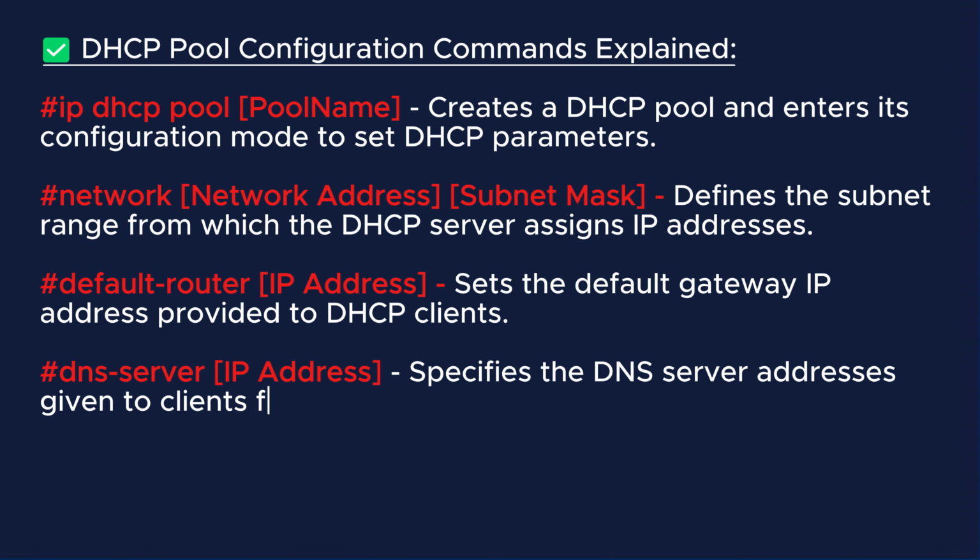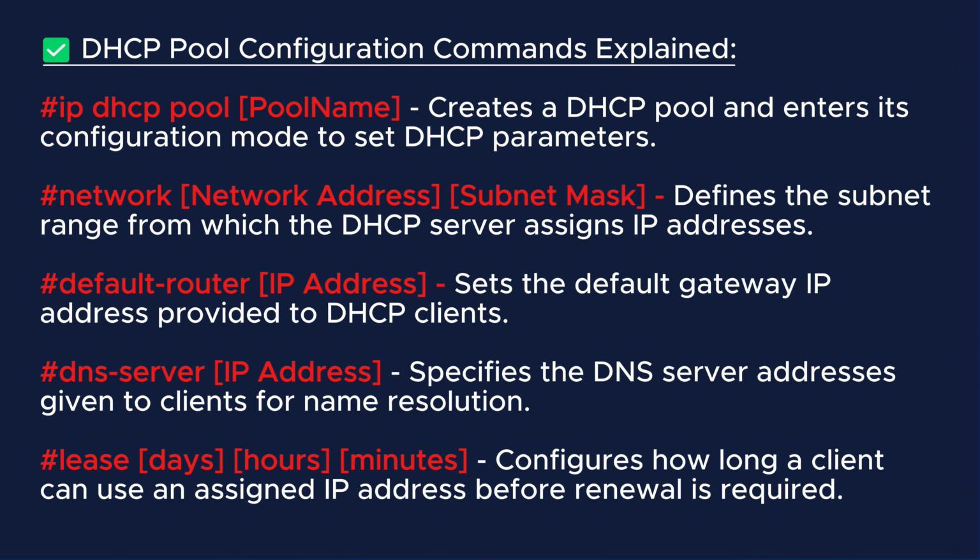As the third step, let's configure the DHCP pool configuration in the router for the rest of the devices. Hashtag ip dhcp pool <name> creates a DHCP pool and enters its configuration mode to set DHCP parameters. Hashtag network <address> <subnet mask> defines the subnet range from which the DHCP server assigns IP addresses.